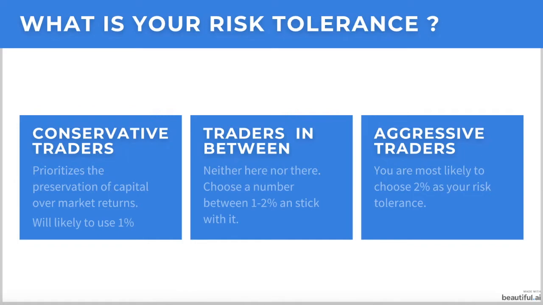You don't have to choose either or. You can be a trader in between, like you can choose 1.5% if that's what you're comfortable with. What we need to understand here is that we need to pick a number that corresponds to your risk tolerance level, and we need to stick with that number.